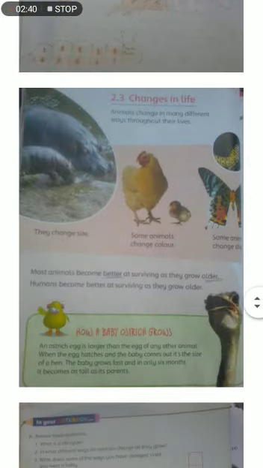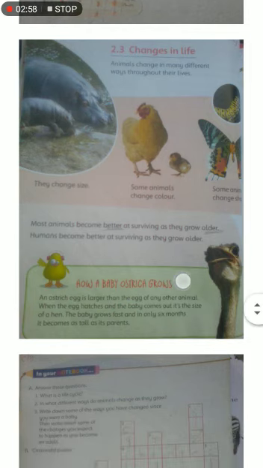The next page is change in life. In this topic we can discuss how animals change. Animals change in many different ways throughout their lives. Look at this picture. There is a hippo. They change their size. Second is a hen. Some animals change their color like a hen. Some animals change their shape like a butterfly. Most animals become better at surviving as they grow older. Humans become better at surviving as they grow older.